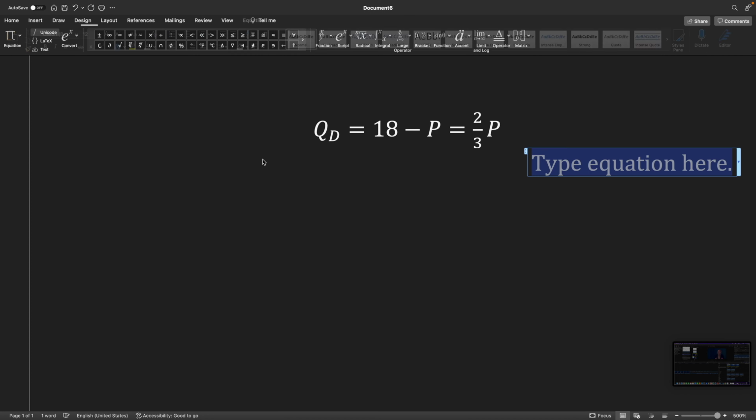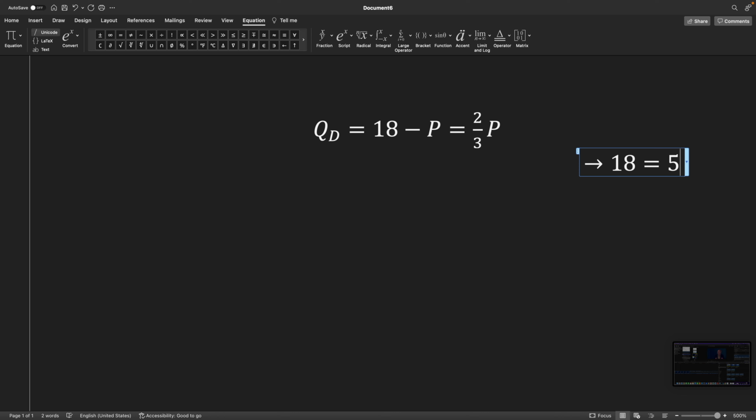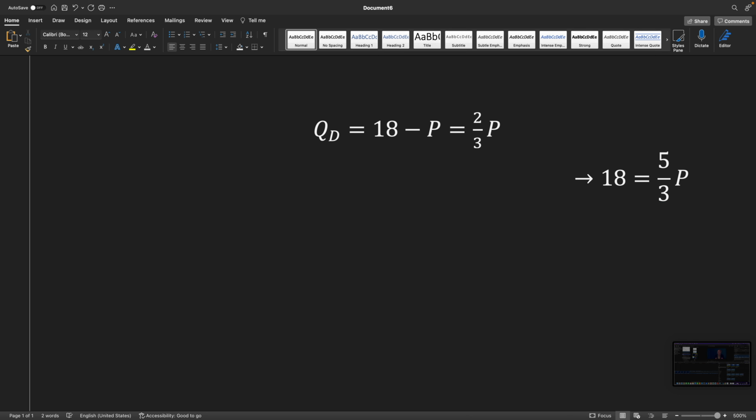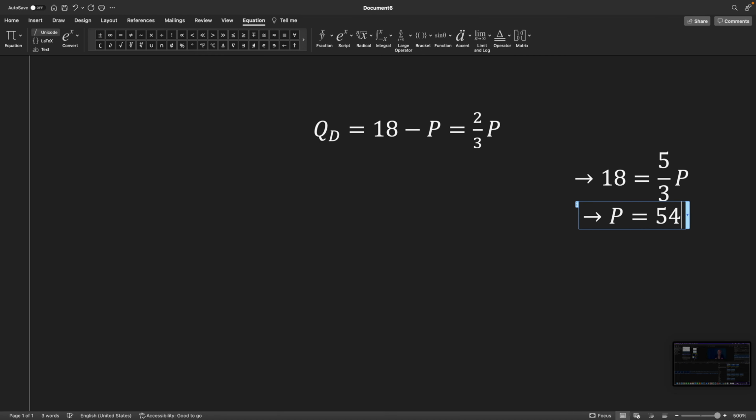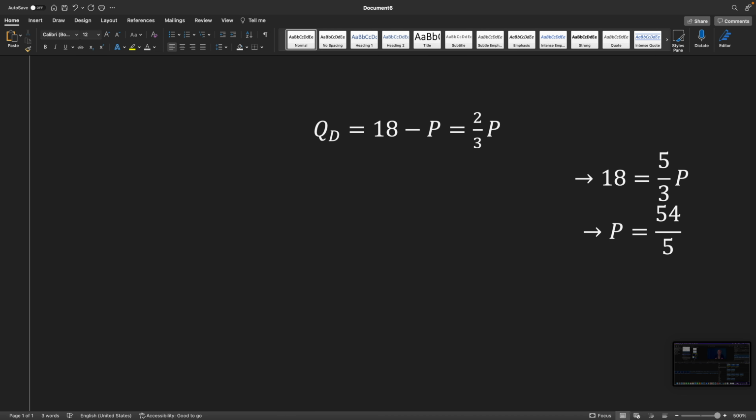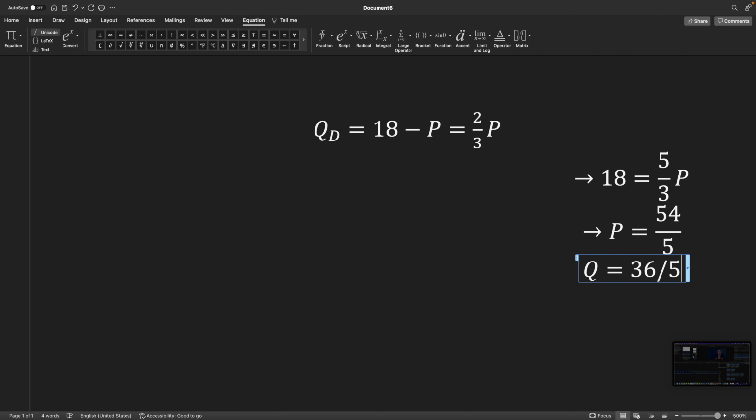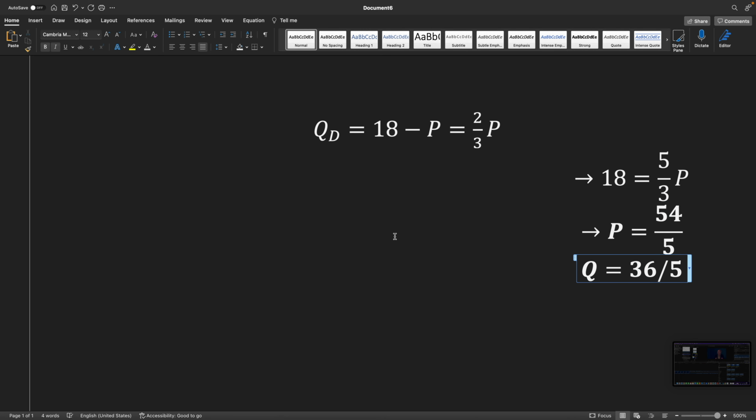So now we have an equation of one variable, we can simply solve for price. Let's start by adding price to both sides of this equation. That yields 18 is equal to 5/3 times the price. If we multiply both sides by 3/5, then we get that the price is equal to 54 divided by 5. And then we could plug that price into either the demand function or the supply function to get the quantity in equilibrium. If one does that, one gets that the quantity is equal to 36 divided by 5.